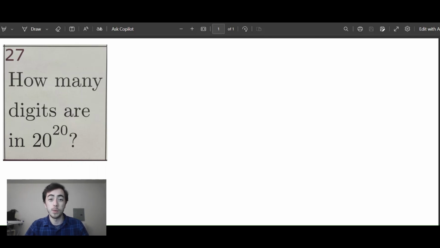Today is February 27th, and we have problem number 58 to solve from this Daily Epsilon calendar. We need to find how many digits there are in 20 to the power of 20.